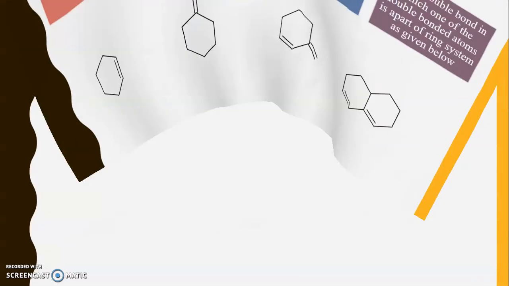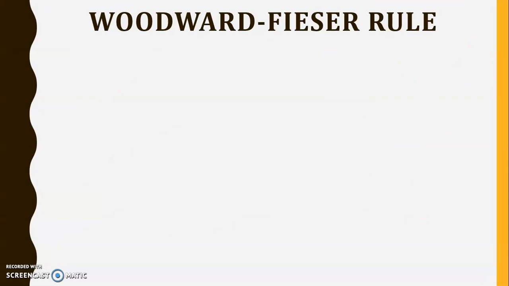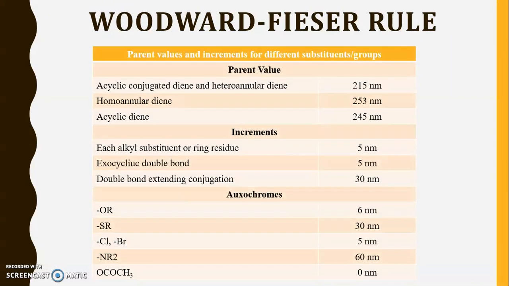Now, first we will discuss these parent values and increments for different substituents and groups. Now remember that this table is only applicable for dienes, trienes and polyenes. It is not applicable for the alpha beta unsaturated ketones, aldehydes, or, you can say, carbonyl compounds. Now here you can see this particular table consists of three parts.